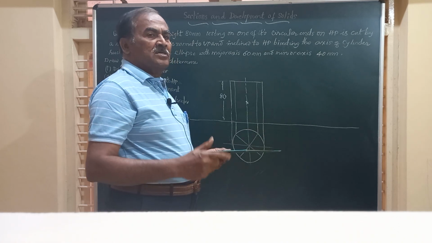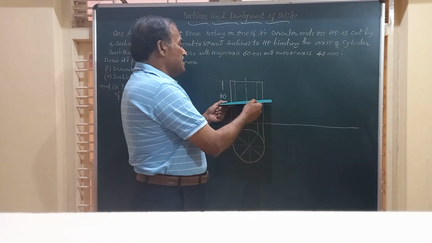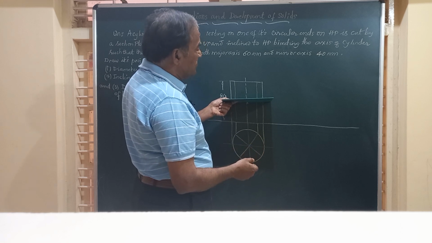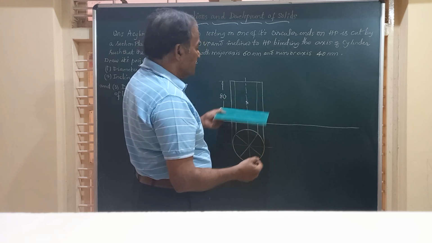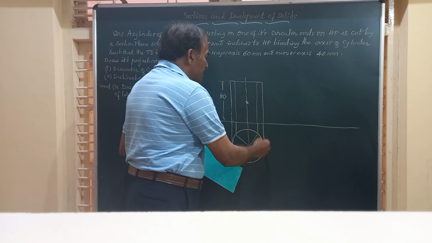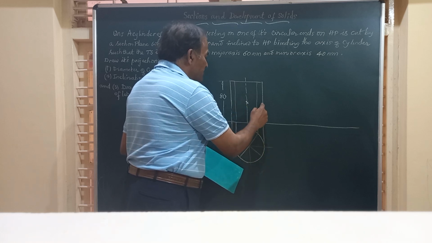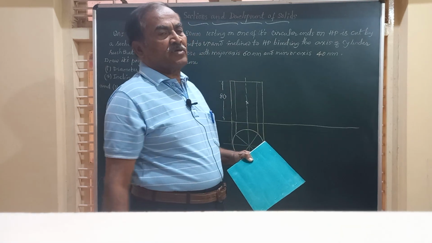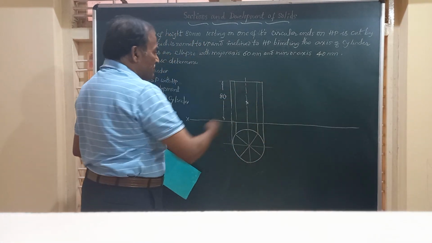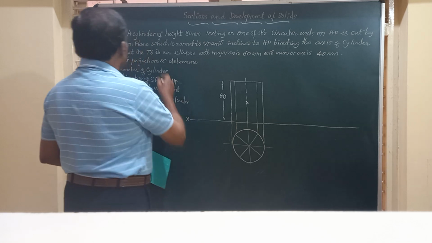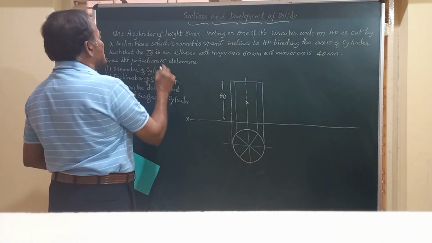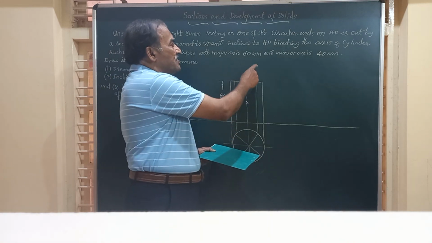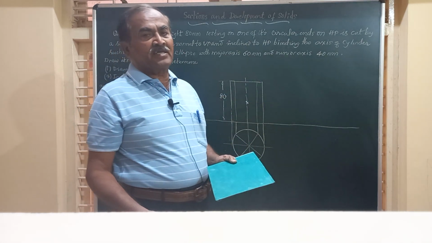Friends, if the section plane were horizontal like this, and if it were cutting like this, parallel to the base of HP, then we would have got a circle here, and the diameter of this would have been the same as this. But here they have not given. It is cut by a section plane such that the true shape, TS means the true shape, is an ellipse with major axis 60 mm and minor axis 40 mm.